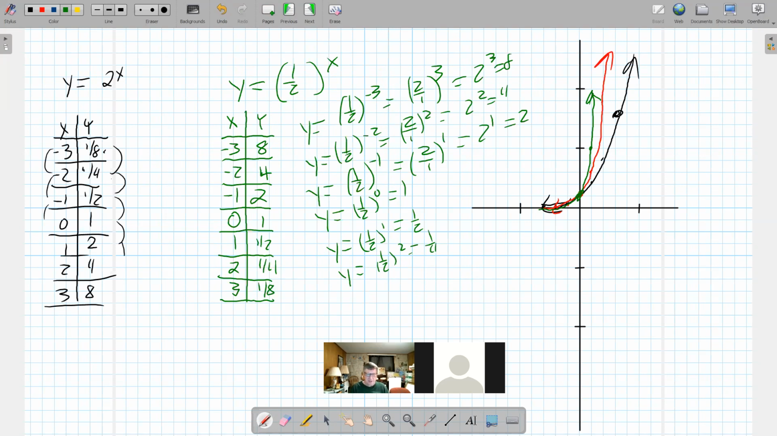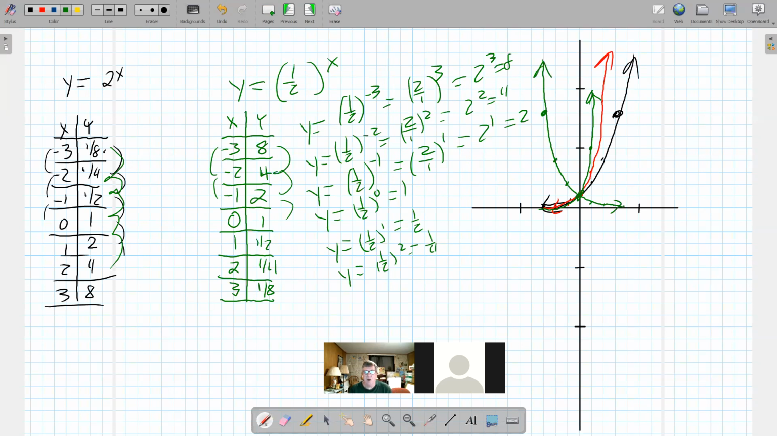So what's happening here? Instead of them doubling like they were in this example, they are halving, so to speak. Since the base is 1/2, each time we increase x by 1, the y value gets cut in half. So what does that thing look like? Well, let's see. It's going to start over here and then go to here and here and here and here. And it's going to look like this.